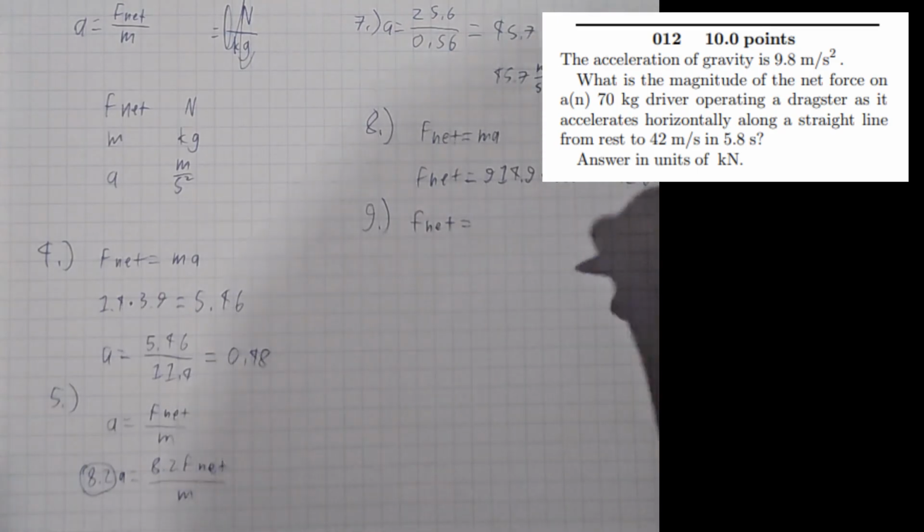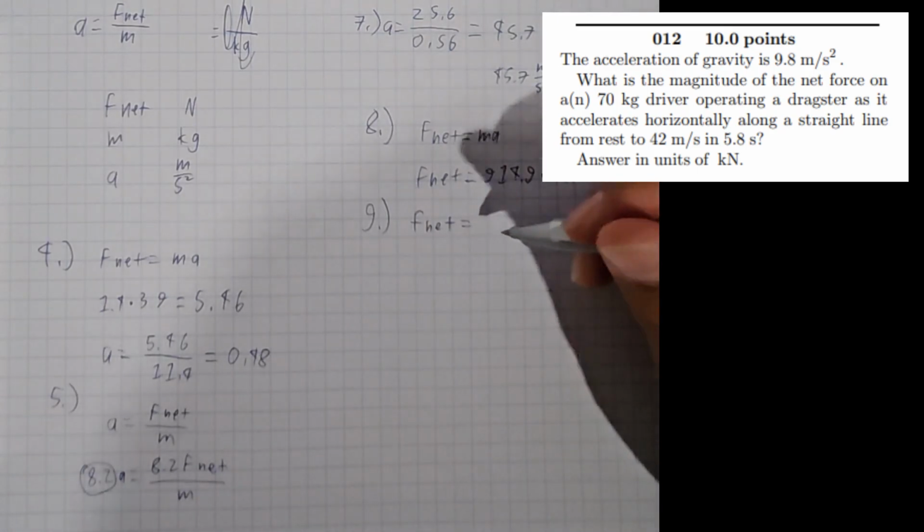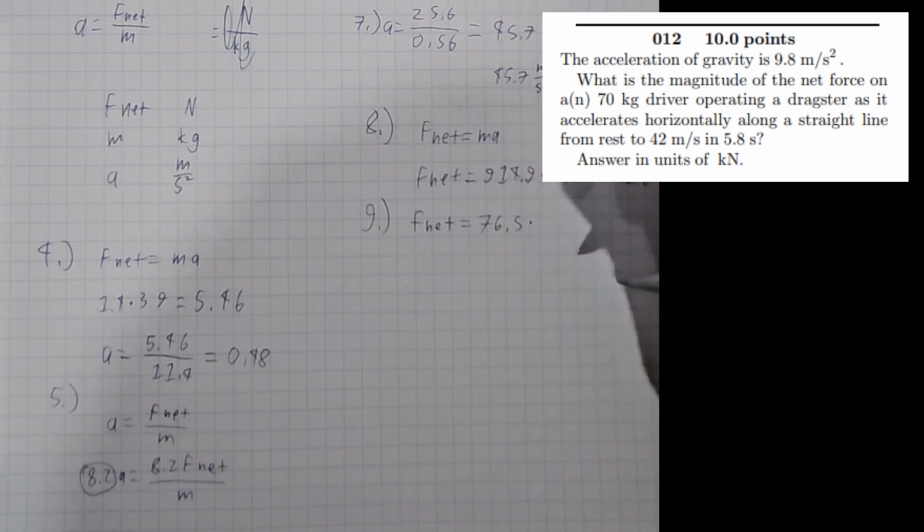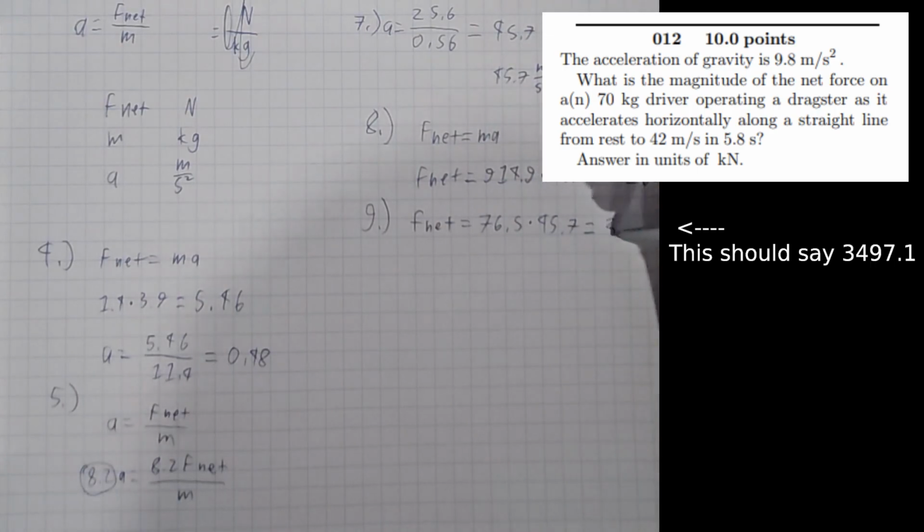Question 9 is asking how much force is applied to the driver in a relatively roundabout way. So just like the previous problem, it's the mass, which is 76.5, multiplied by this acceleration here, which is 45.7, which gets you 3,497.1.